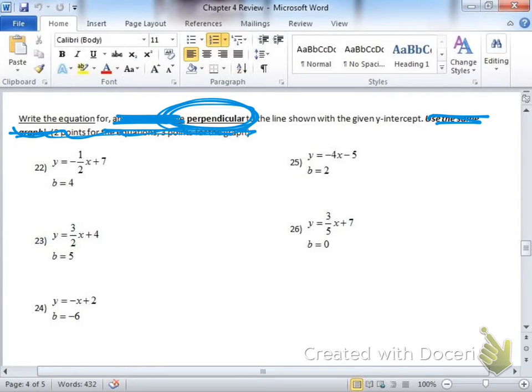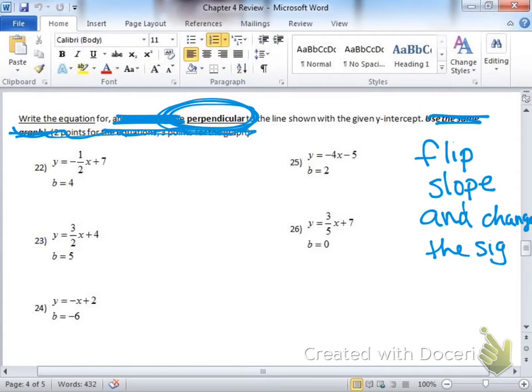How do you find perpendicular lines, or what's important about perpendicular lines? What do we do with the slope? You guys remember? Flipping. We flip the slope. And what? We change the sign. Remember, if it was positive, it needs to be negative. If it was negative, it needs to be positive. So we flip the slope and we change the sign.